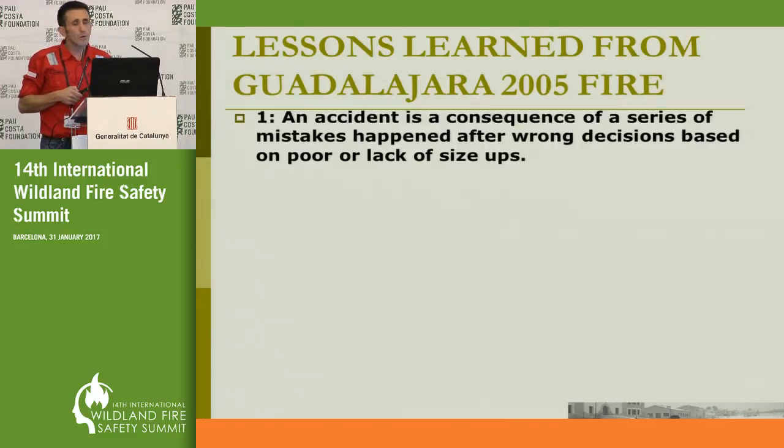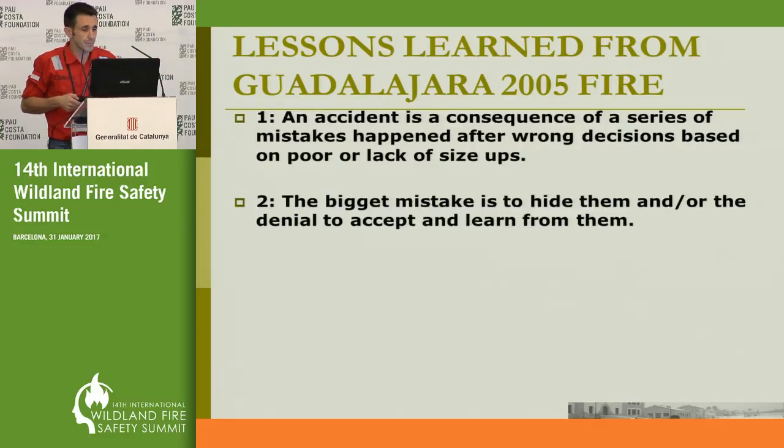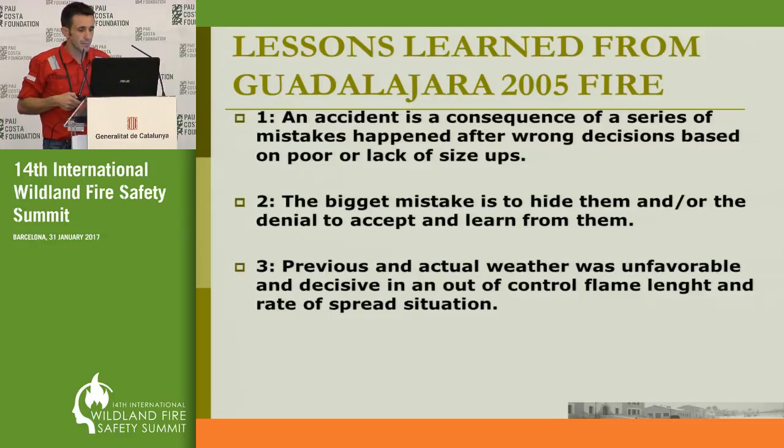So, which are the conclusions we got? An accident, as a group, the 80 people, we conclude that an accident is not, even though people say that there are not accidents, but an accident is a consequence of a series of mistakes after wrong decisions based on poor or even no size-ups. The biggest mistake is to try to hide them or deny to accept and learn from them.